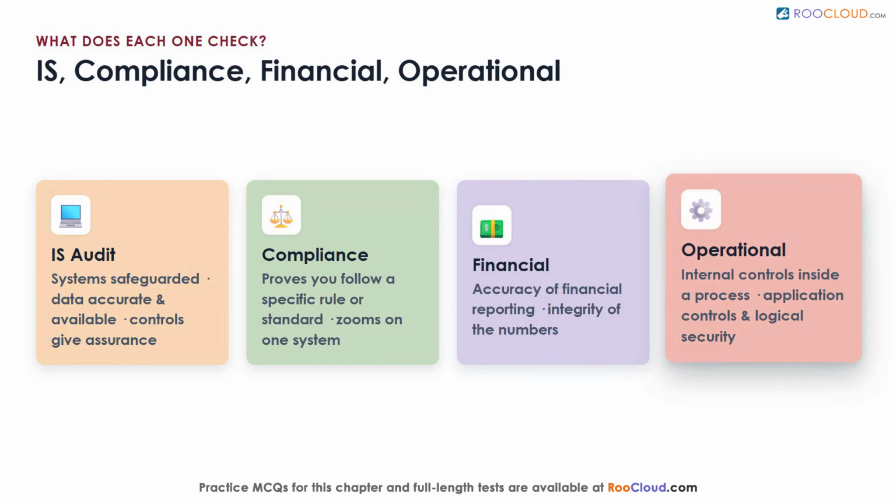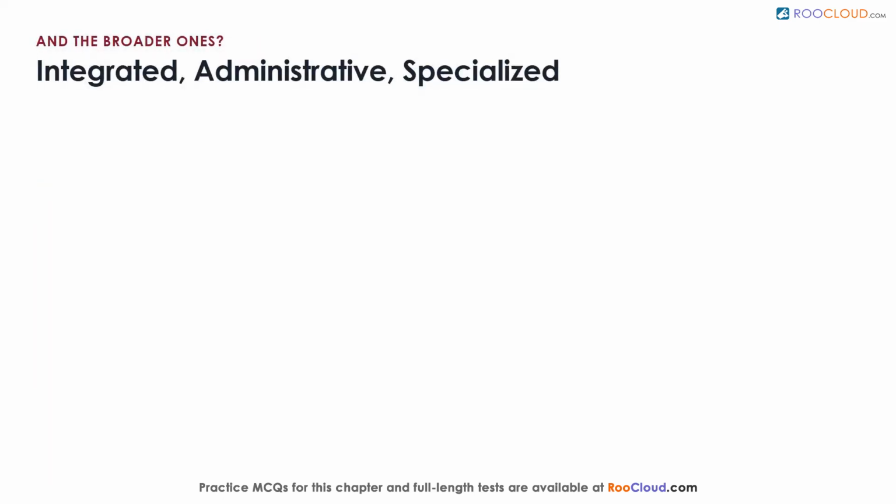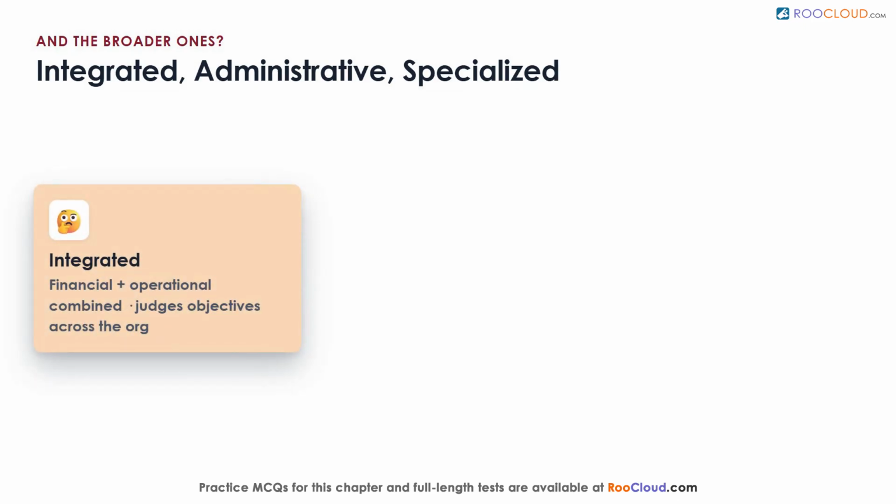What is an operational audit? It evaluates the internal controls inside a process. Reviewing application controls is a good example. So is checking logical security on a system. What is an integrated audit? It blends financial and operational steps into one. It judges objectives across the whole organization, protecting assets, working efficiently, and staying compliant. Internal or external teams can run it. We'll return to this one shortly.